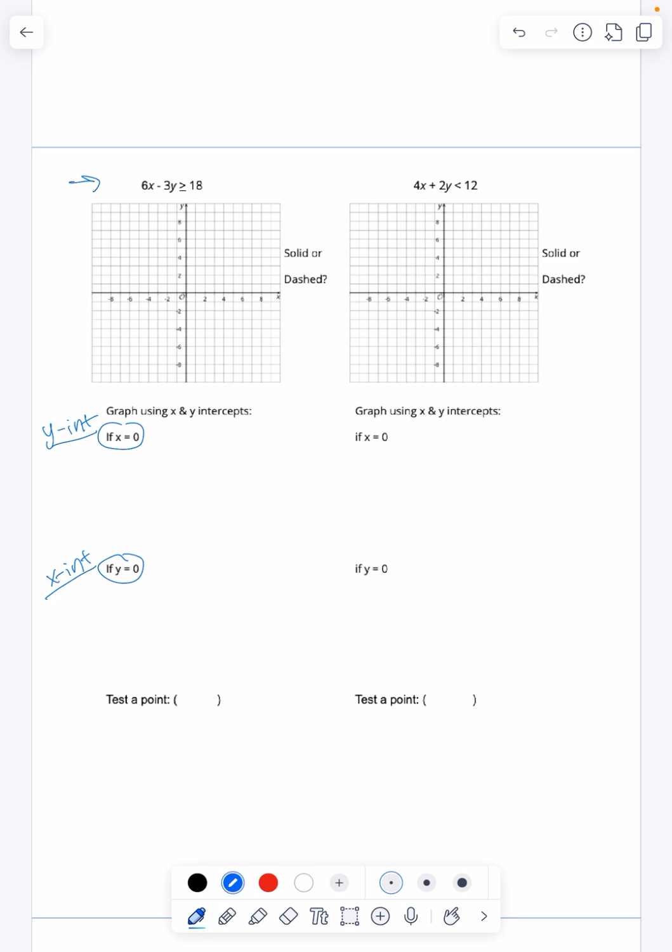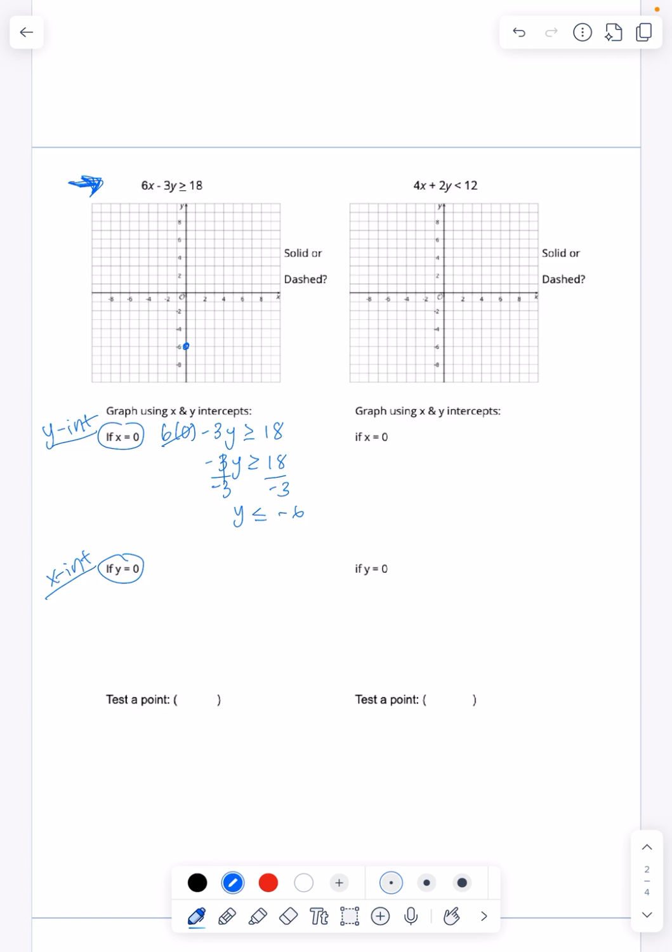So we're going to first start by setting x equal to 0 to find the y-intercept. So we will get 6 times 0. Again, I'm using the original inequality. So 6 times 0 minus 3y is greater than or equal to 18. 6 times 0 is just 0. So we get -3y is greater than or equal to 18. Divide by -3. Since we're dividing by a negative, y will actually be less than or equal to 18 divided by -3, which is -6. So that means my y-intercept would be crossing the y-axis at -6.